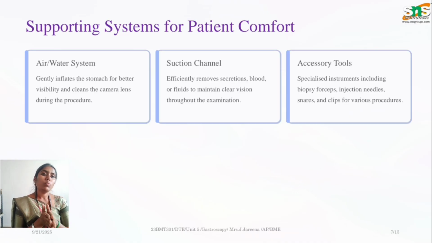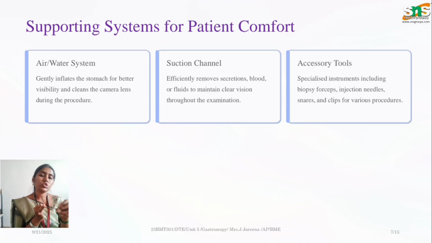The supporting system for this gastroscopy is the provision of an air-water system. The air is used to inflate the stomach to have a clear visualization. The water, that is the irrigation system, is used to clean the targeted areas, or the path through which it travels. So it cleans the blood and other mucus, and it can even clean the lens, because once it is inserted, it may be covered with blood or some other fluids.